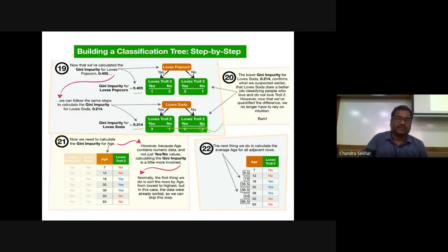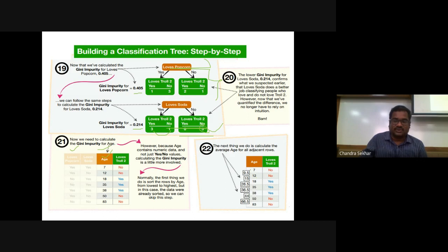Now what to do? If I follow this feature, I am stuck here, but this one is fine. If this feature has a problem, then I can consider the other two features, that is this one or age. But this one also has the highest impurity, so I cannot replace it. I cannot use loves popcorn to solve this problem. So the ultimate choice is to use age. Age is the next feature I'm using so that I can solve this particular complexity or confusion.